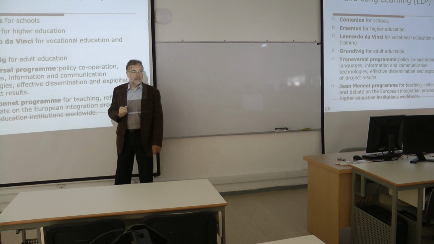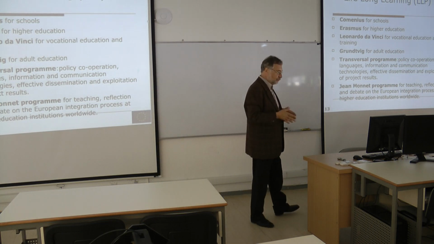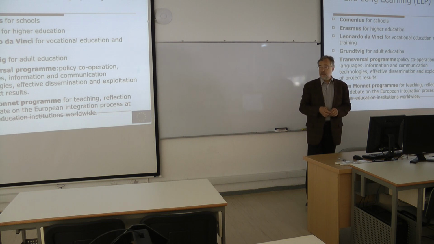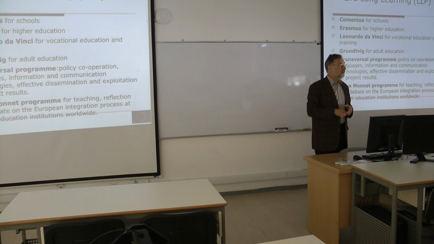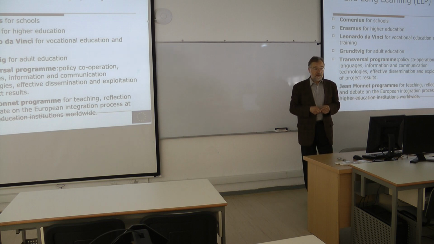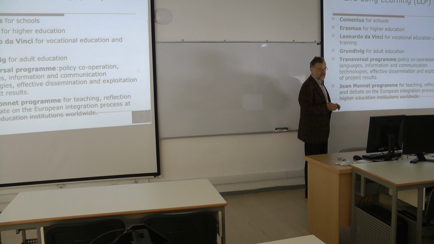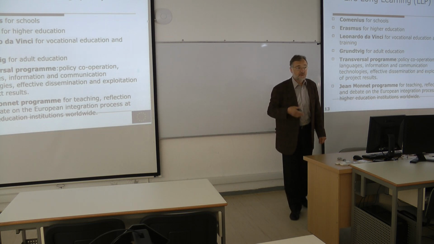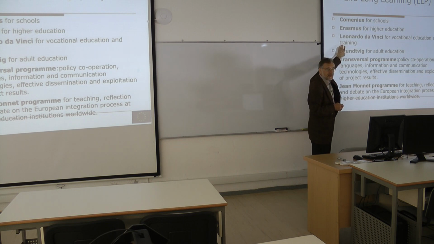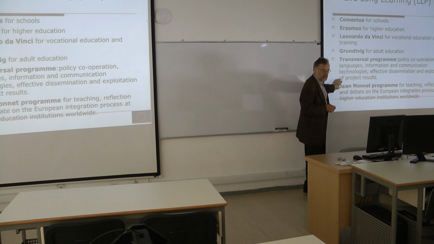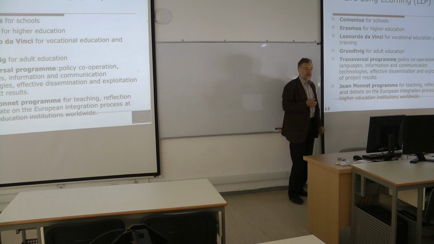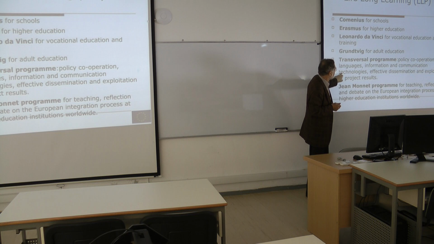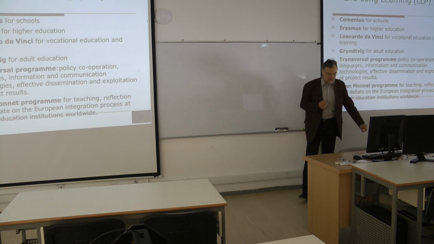So schools, these are, let me say, the children. Then we have universities, higher education. So universities would probably participate in the Erasmus program. Then we have vocational education and training. This means for people who are in the professional environment, who are doing their job, to finance programs that help them to better develop. Leonardo da Vinci. And finally, adult education, any kind of adult education, which could include education of seniors or pensioners. Grundtvig. These are the four important sub-programs. Then we have some other programs which I would say are not so important, which give more of a political basis. Transversal program, you read here, policy cooperation, languages, information and communication technologies, effective dissemination and exploitation of project results.